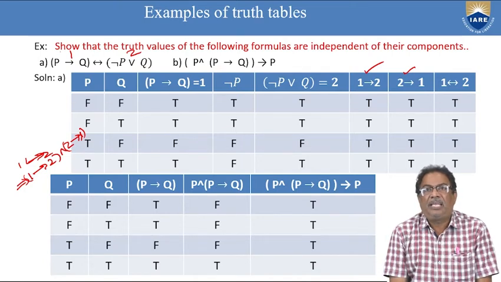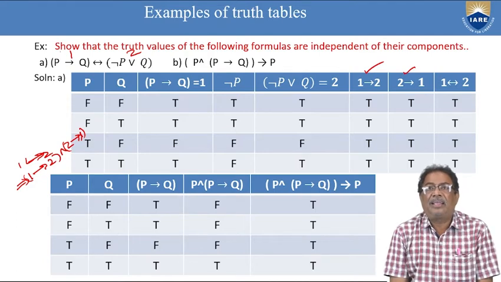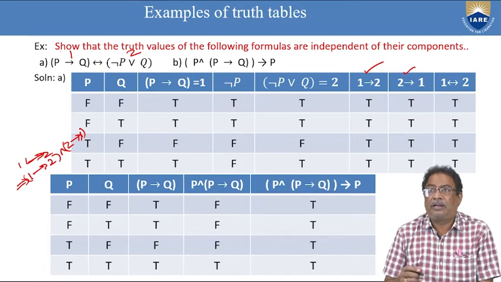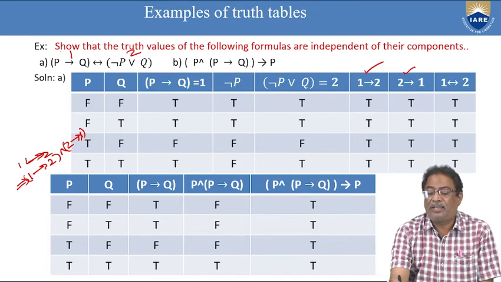See here, if P then Q is calculated first, that is considered as 1, then negation P or Q is calculated, that will be taken as 2. Then once again, if 1 then 2 is calculated, and I am going to get the result finally. In these 2 we just apply the AND operation.